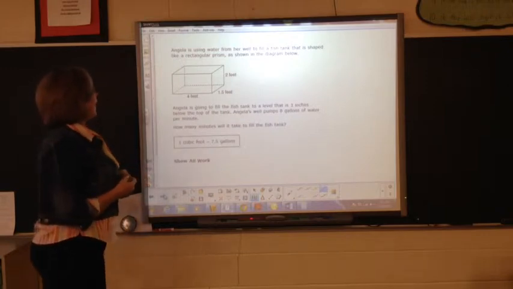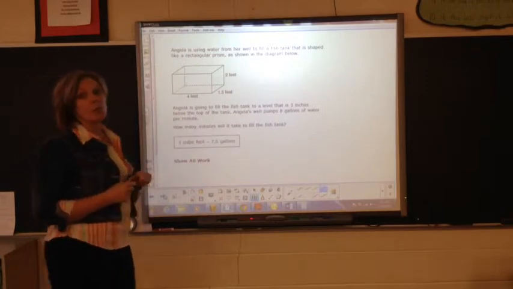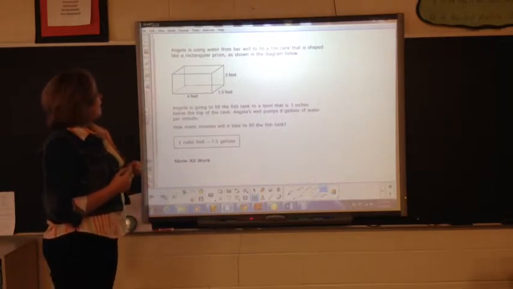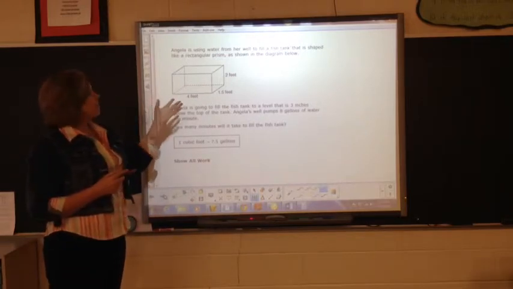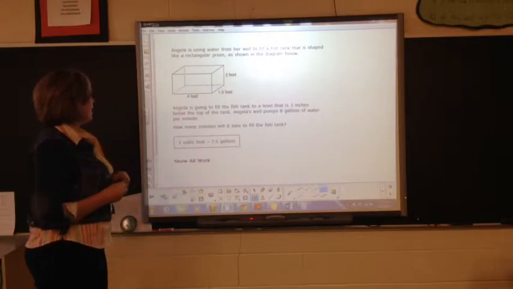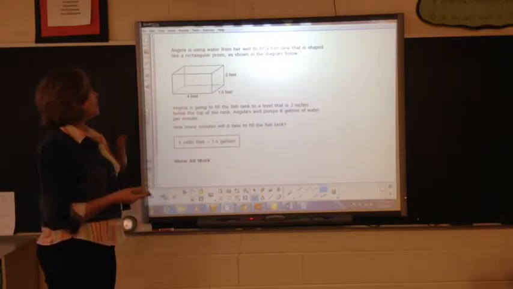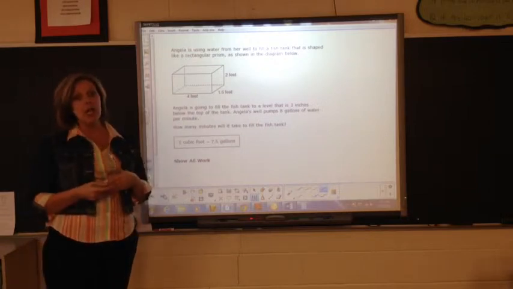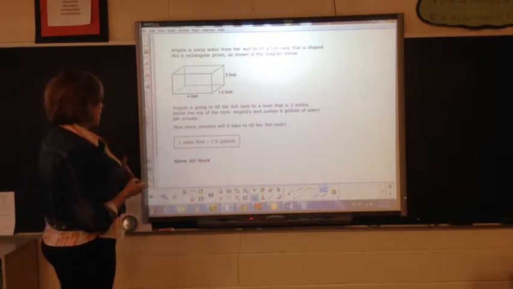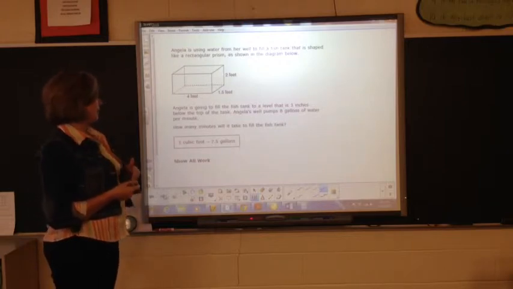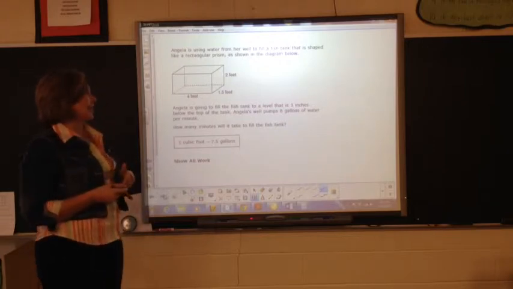This problem says that Angela is using water from her well to fill a fish tank that is shaped like a rectangular prism as shown in the diagram. Angela is going to fill the fish tank to a level that is 3 inches below the top of the tank. Angela's well pumps 8 gallons of water per minute. How many minutes will it take to fill the fish tank?